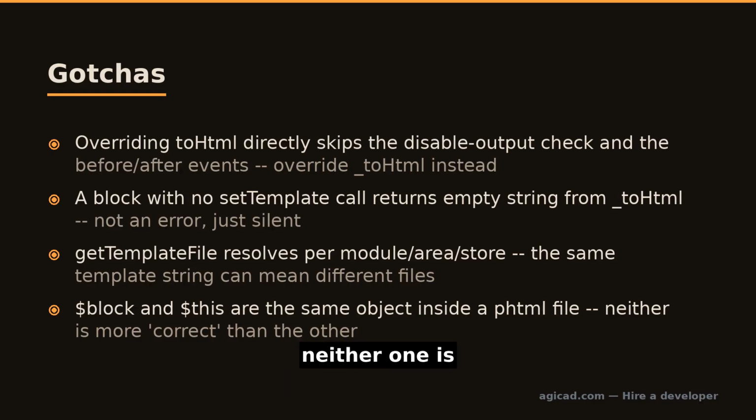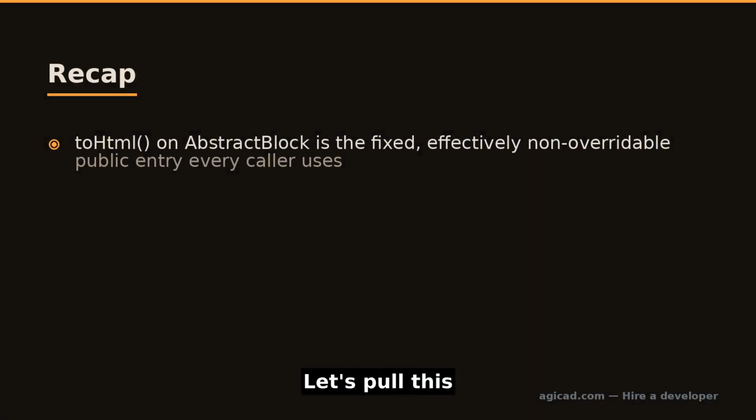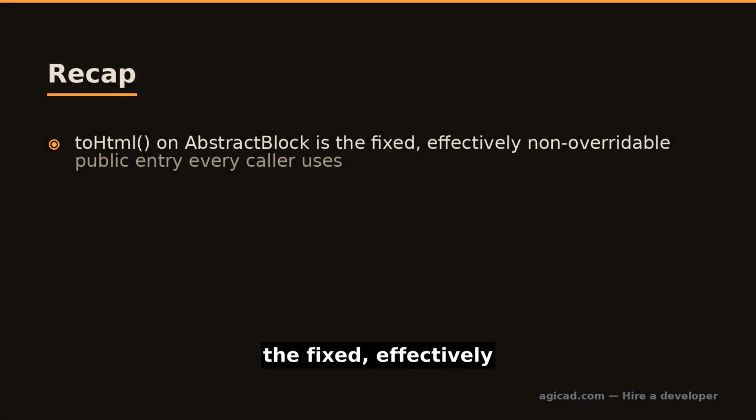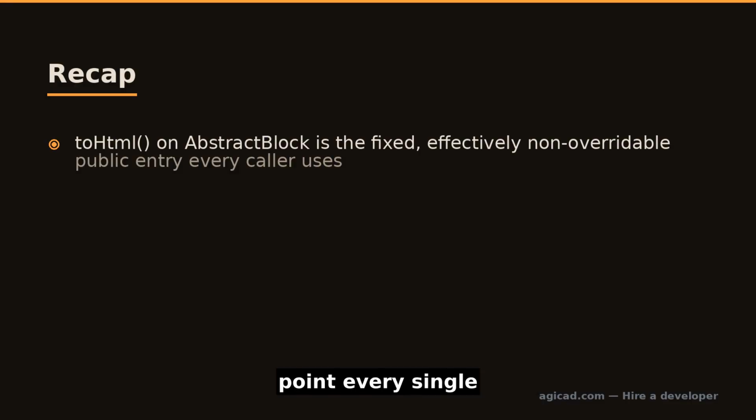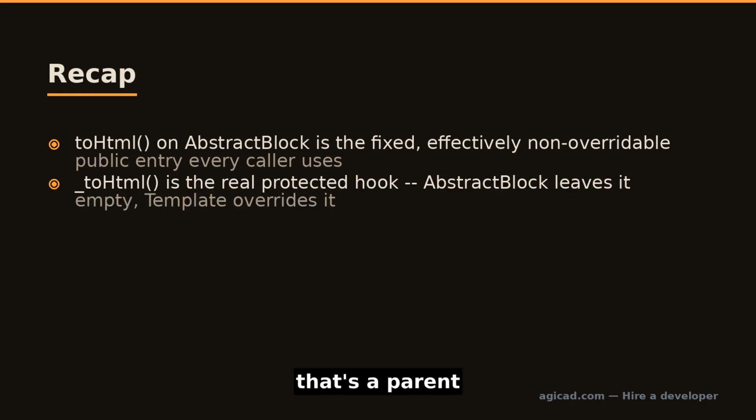Let's pull this back together. toHtml on AbstractBlock is the fixed, effectively non-overridable public entry point every single caller uses, whether that's a parent block or the layout's own render loop. _toHtml is the real protected hook underneath it. AbstractBlock leaves it empty, and template is the subclass that overrides it to actually do something.